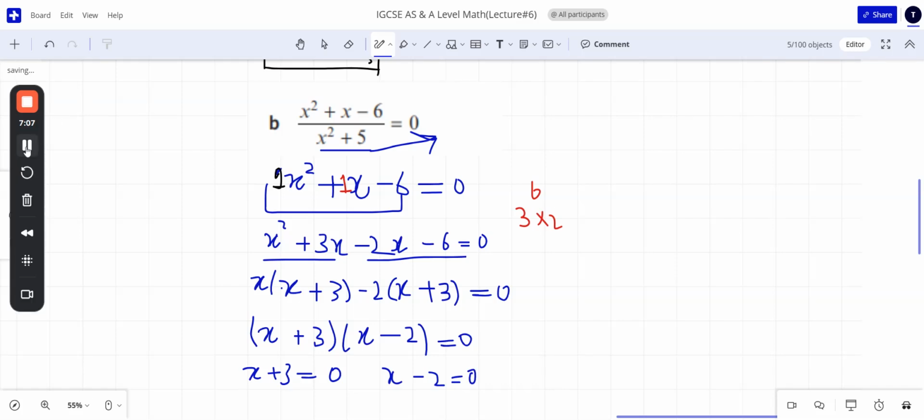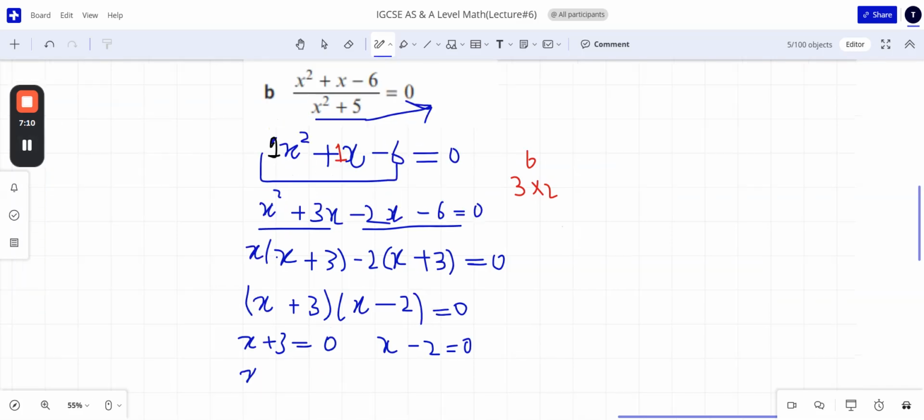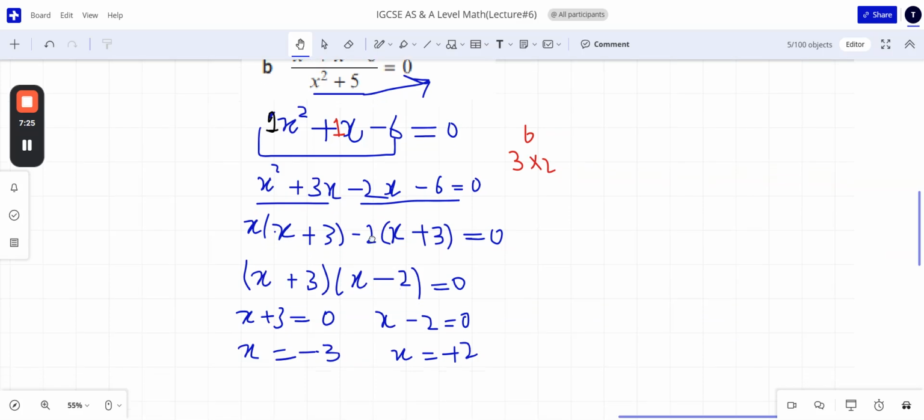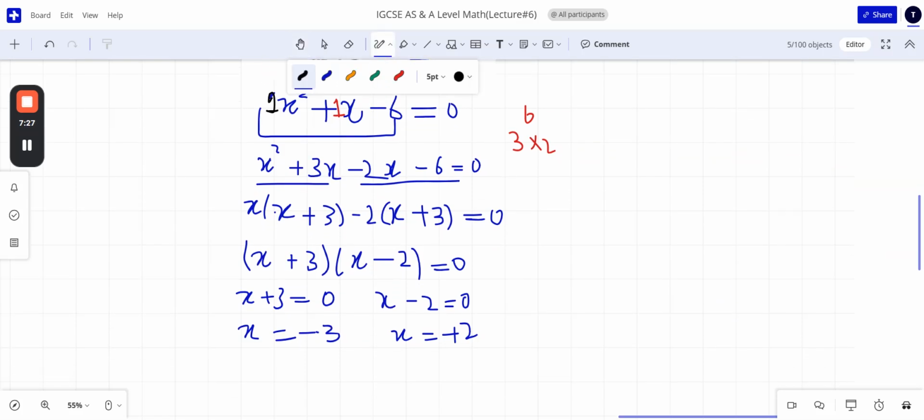So now x equals minus 3 and x equals plus 2. We got the two values of x, minus 3 and 2.